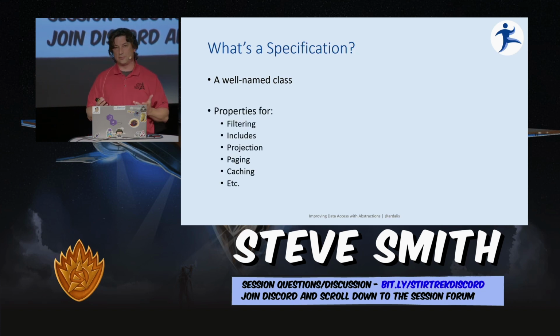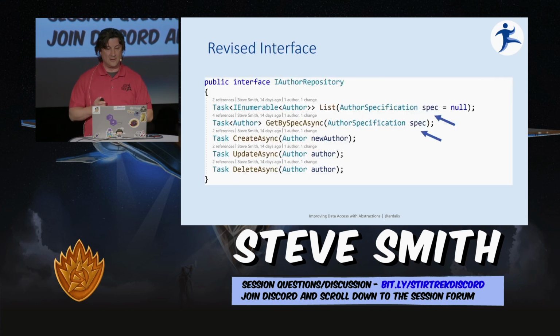The things that you can put into a specification are basically all the things you might want to do with your data access, including, obviously, filtering, but also what data to include, and projection, like we saw, where you can say a .select and project it to a different type. You can add paging, you can add support for caching, anything like that you can put into the specification. So our revised interface, if we're going to use specifications instead of a custom predicate or returning IQueryable, becomes something where we just pass in this specification type instead.